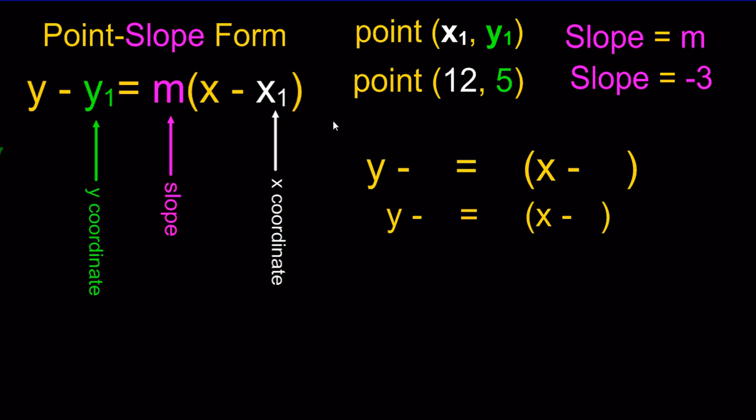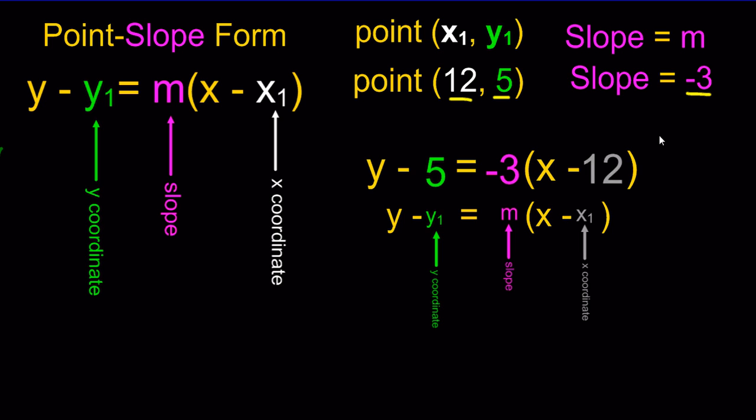Final one here. You have the point 12, 5 and the slope of -3. Again, once you've written y minus all of this stuff, now we just plug our numbers in. The y1 value is 5, so we plug that in. And the slope is what comes next. -3 is your slope, so we're just going to plug that in here. And then we have the x1 value, which is 12. So we plug that in over here.